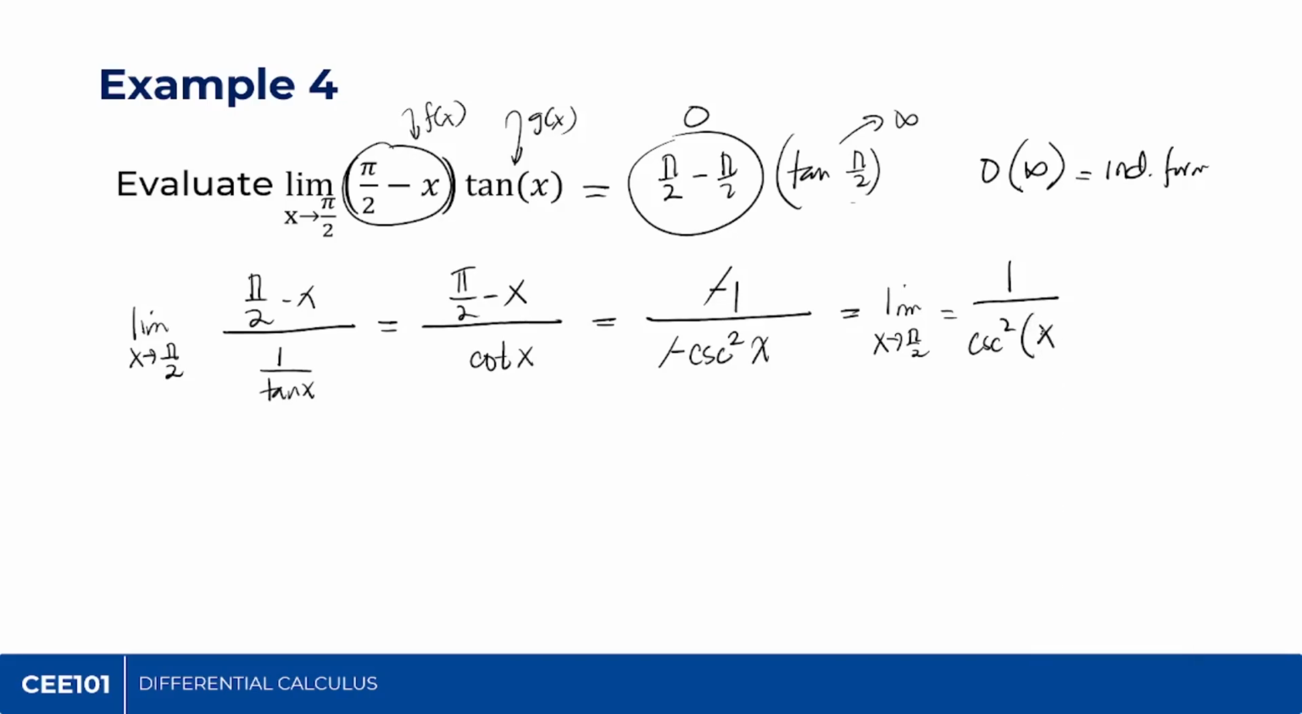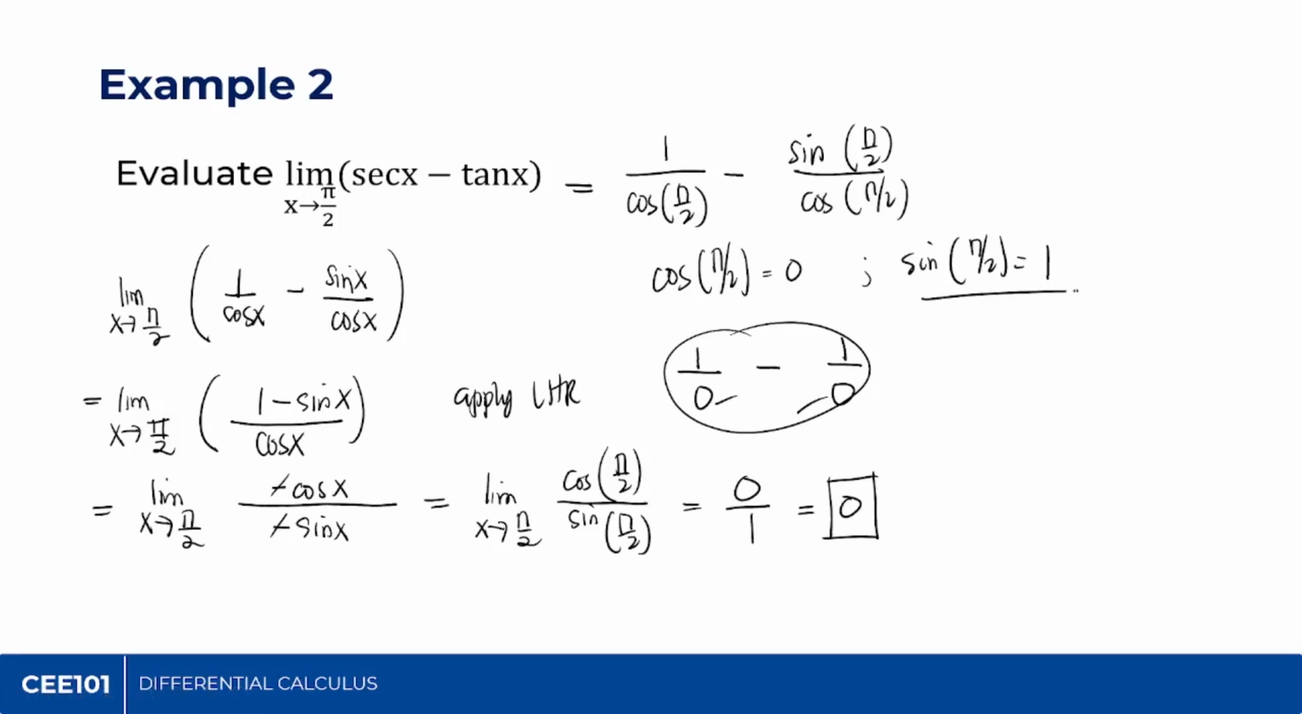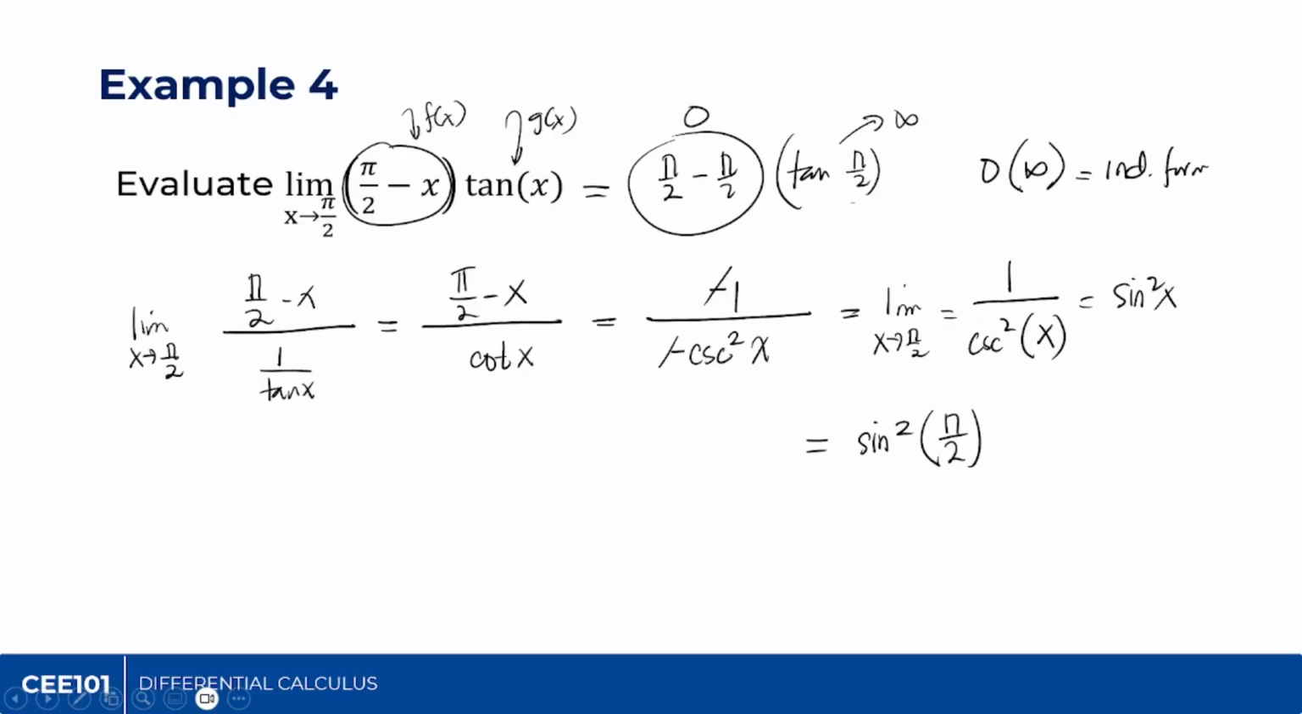So, kung evaluate natin yan, 1 over, di ba yung cosecant x is 1 over sine x? Sine squared x yan. Then, you evaluate when x is equivalent to pi over 2. Di ba yung sine pi over 2 is equivalent sa 1. Okay, therefore, ito is equivalent lang sa 1 squared, or that is simply 1. So, ang sagot dito is 1.